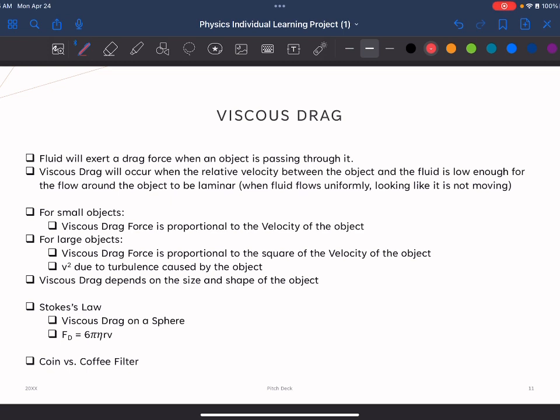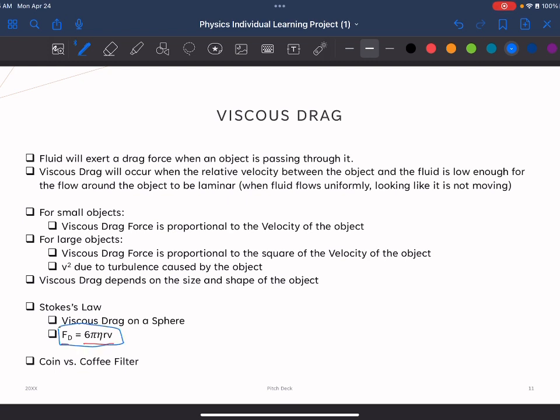So we have Stokes' law, which is the viscous drag on a sphere. So we have our drag force times our 6 pi eta r, or radius, times our velocity here. So we have this equation.